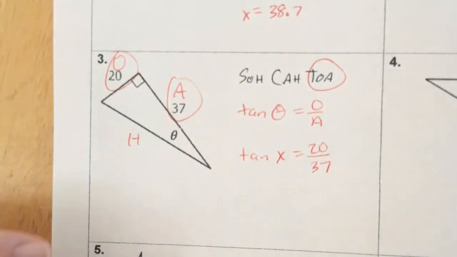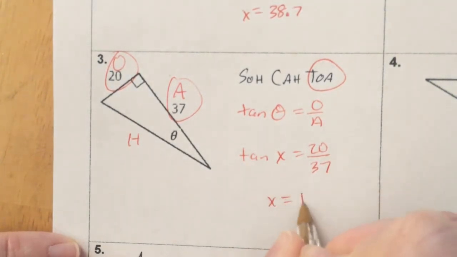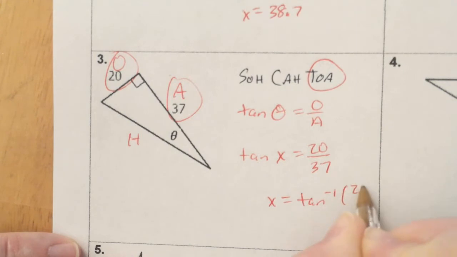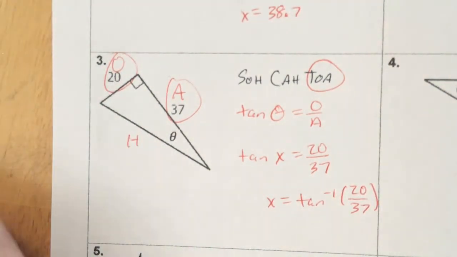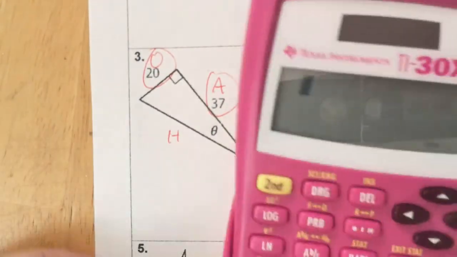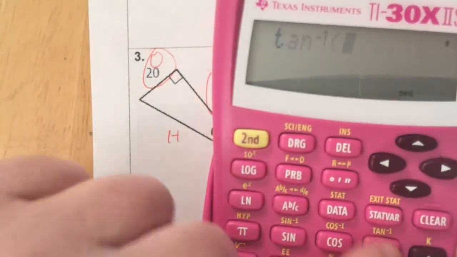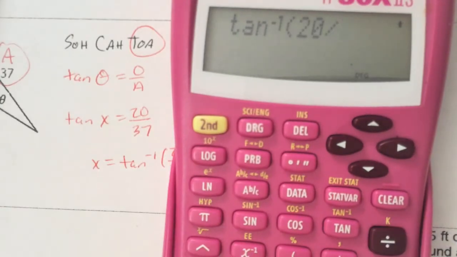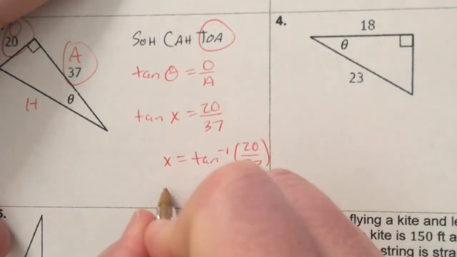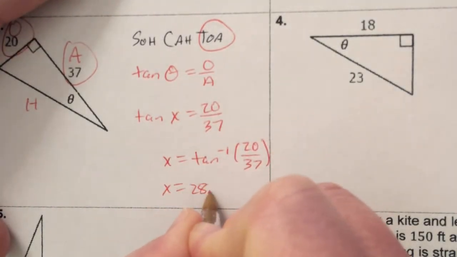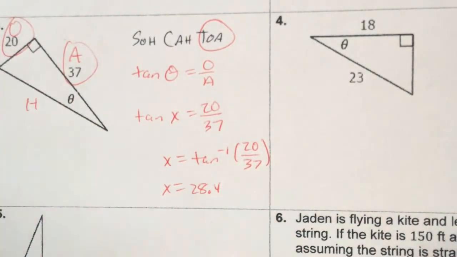Okay, now how are we going to get x by itself? Okay, we want to get rid of the tan. To get rid of tan, we have to do the inverse. So tan inverse of 20 over 37. So second tan, so tan inverse of 20 divided by 37. And we pop out with 28.4. 28.4. And does that, yeah, that looks legit.